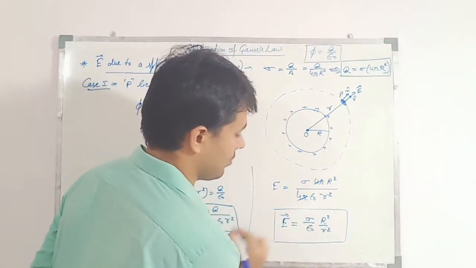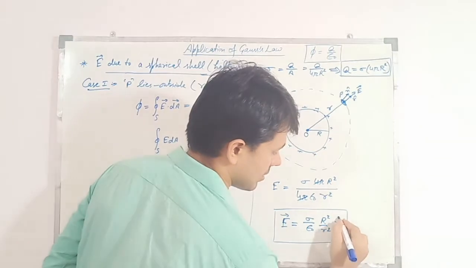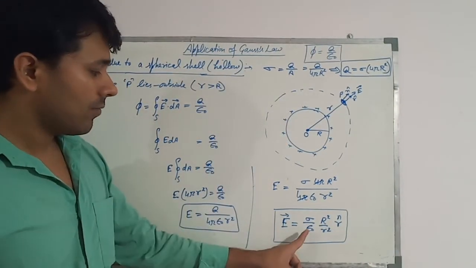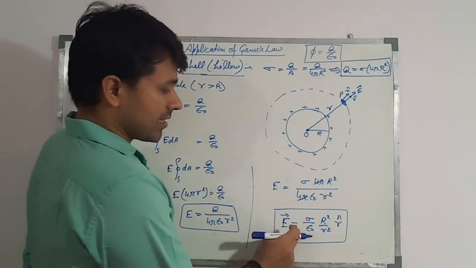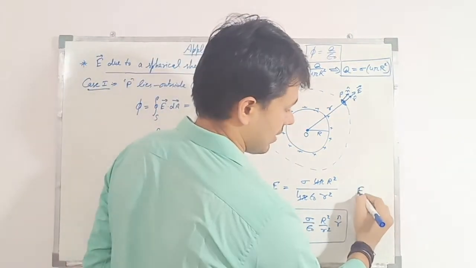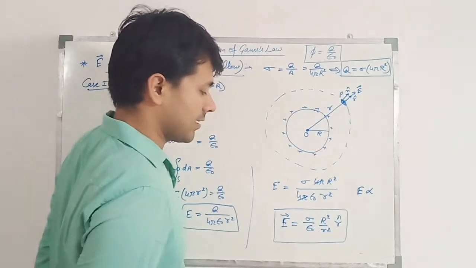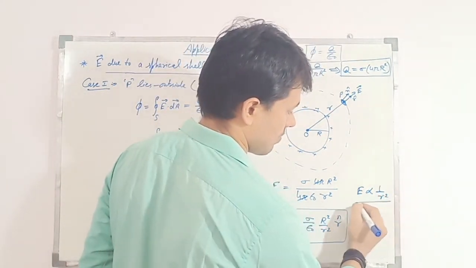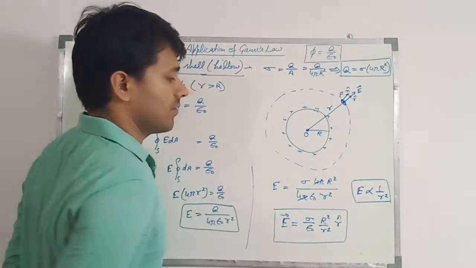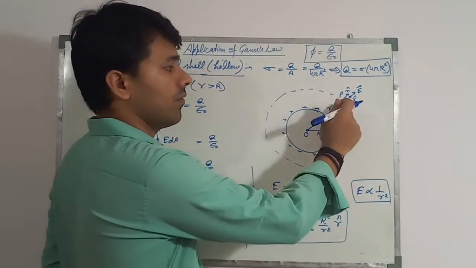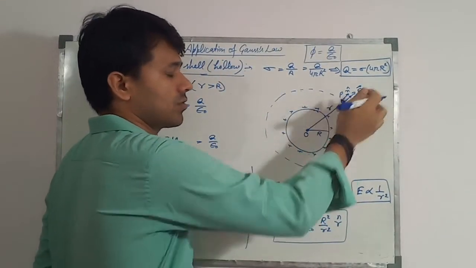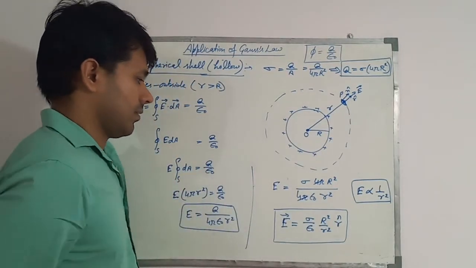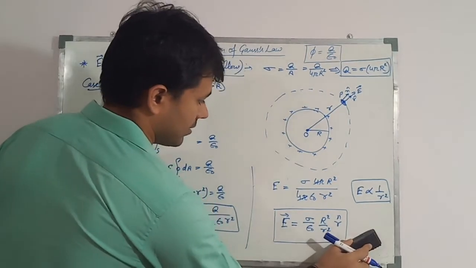And in vector form, the direction of this is r cap. From here, we can see that the electric field is directly proportional to 1 upon r square. Remember that, this is one of the important facts. This is the case when point P lies outside the shell.